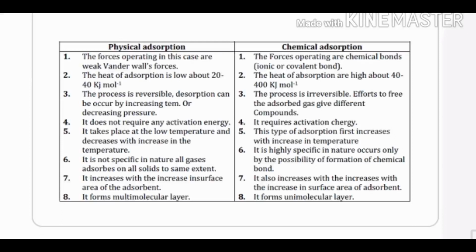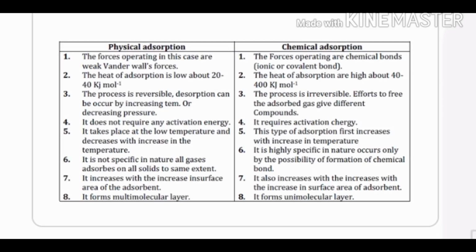Well, come to the next topic, that is types of adsorption. There are two main types of adsorption: physical adsorption and chemical adsorption. Physical adsorption occurs when the gas is held on the surface of the solid through weak van der Waals forces, whereas chemical adsorption occurs when a gas is held to the surface of the solid through a strong chemical bond.